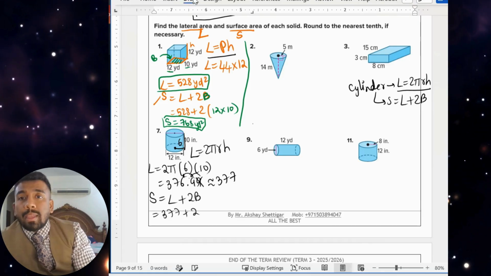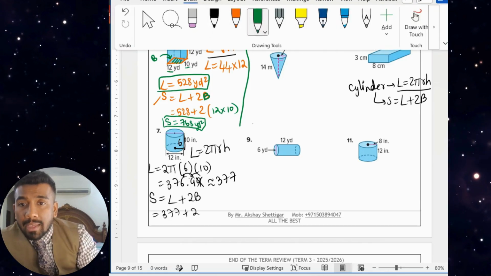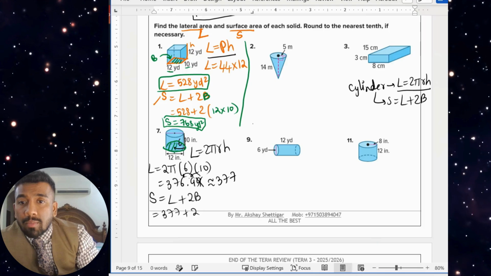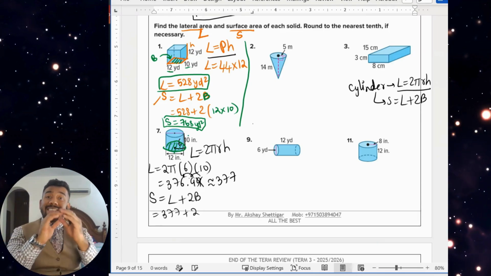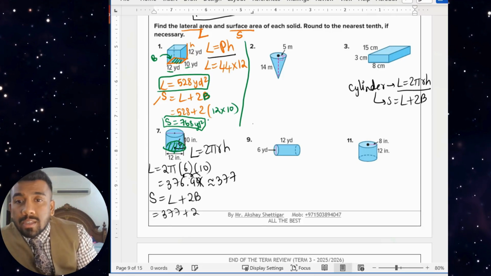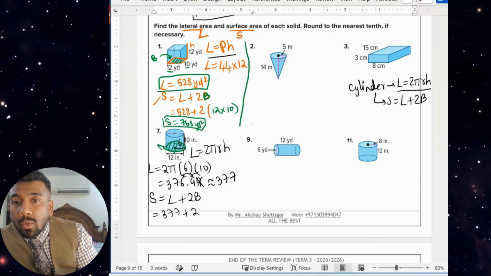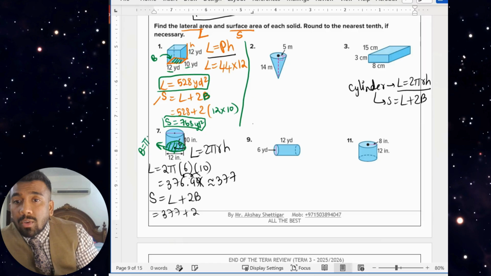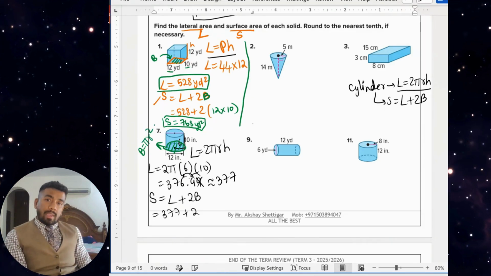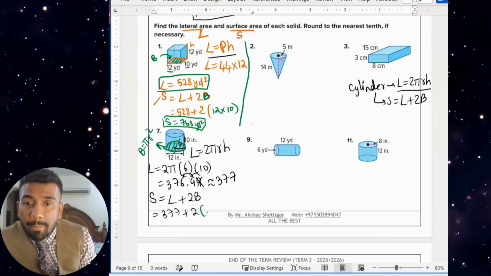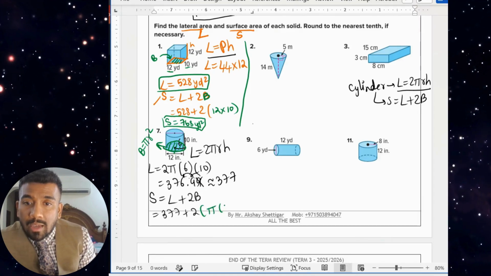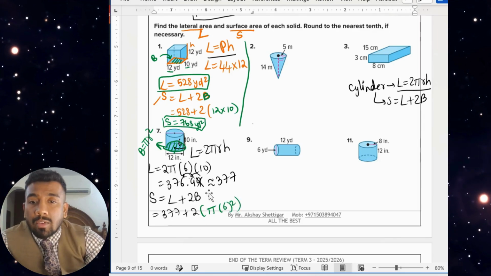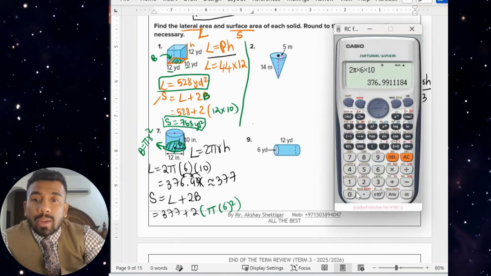Now what's b? B is again the base area. First of all, what is this base? The base is a circle. For a circle, what's the area formula? You guys know it, we did it at the start of this video. Pi r square. So r, the radius, is 6, squared. Put it in the calculator.